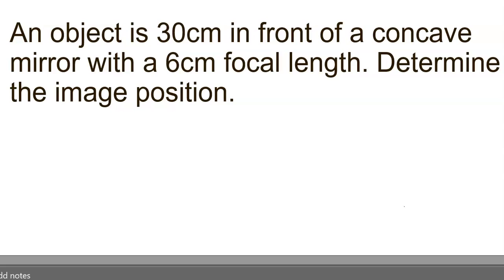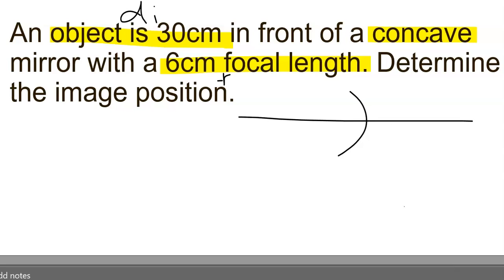All right, so we have an object that is 30 centimeters in front of a concave mirror with 6 centimeter focal length. Object is 30 centimeters, that's your DO. Concave mirror with 6 centimeter focal length, so that's our F. So let's draw a ray diagram of what's going on. Concave, make sure I have my mirror right, which I do. Then next you want to draw the focal length and the radius, which is C, which is what we've been saying is C. It's the radius.